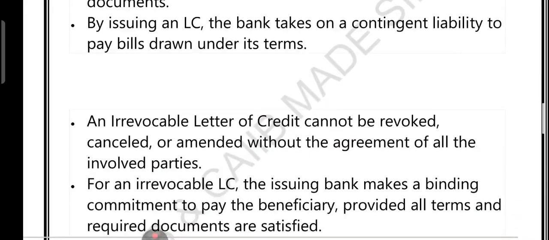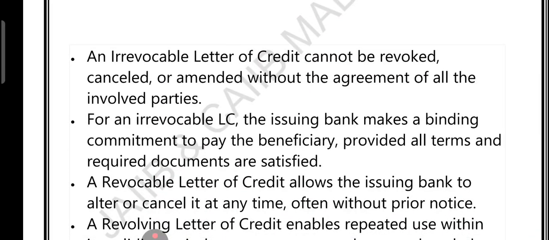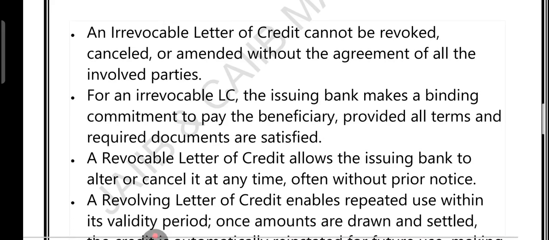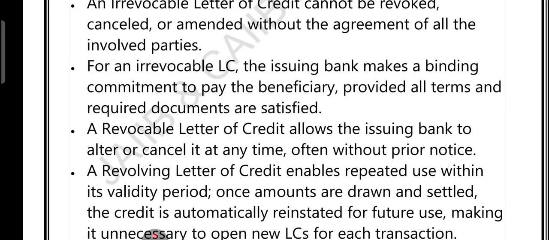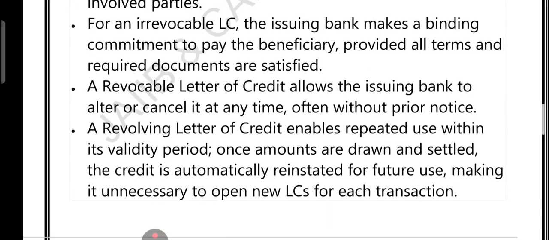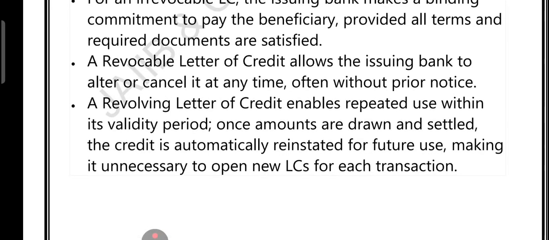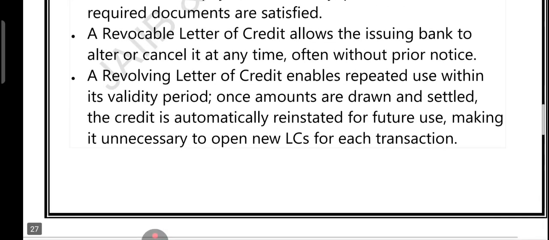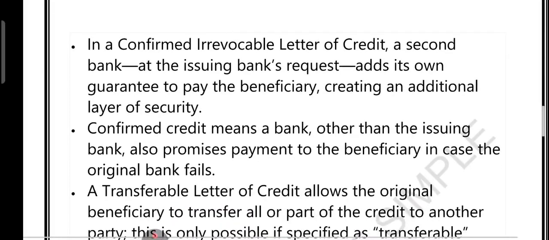Now types of LC. Irrevocable LC, which means once issued, it cannot be cancelled, it cannot be changed unless everyone agrees. Revocable LC, which means it can be modified or cancelled anytime by the issuing bank. Revolving LC is called reusable LC, reusable credit. Once used and repaid, it gets automatically refilled, saving the effort of issuing a new LC each time. Confirmed irrevocable LC. What is confirmed irrevocable LC? Here a second bank apart from the issuing bank guarantees the payment, giving extra safety to the seller.